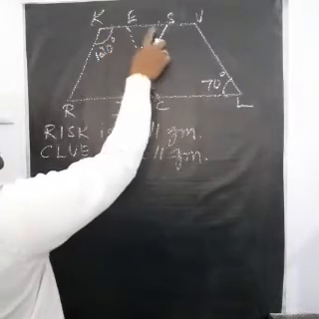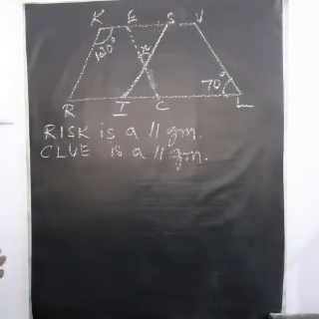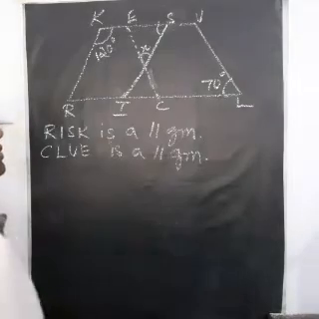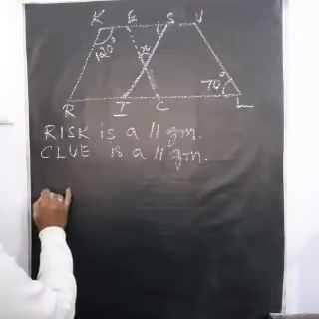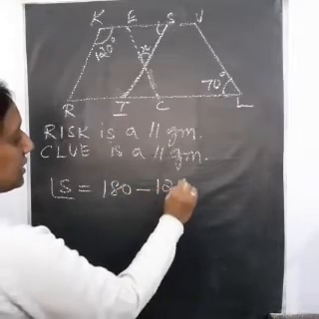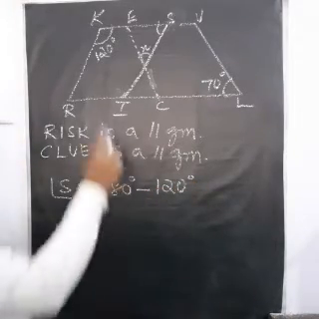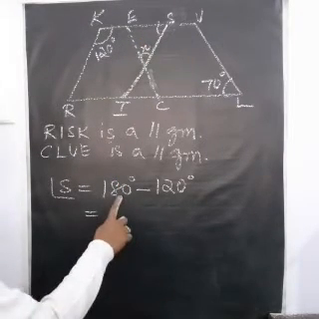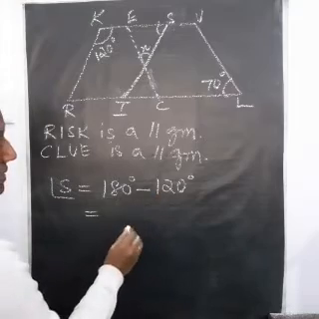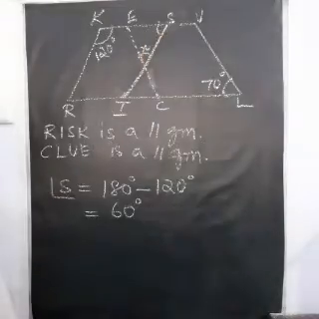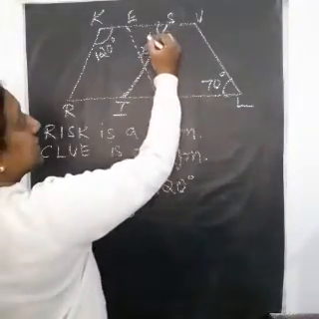What happens to the adjacent angles? Adjacent angles will add up to 180. So if this is 120, what do you think angle S is going to be? Angle S is equal to 180 minus 120. Why did I do that? Because the adjacent angles are supplementary. So when I take 180 minus 120, I get 60 degrees. So I have got the value of S as 60. Shall I write 60 here?